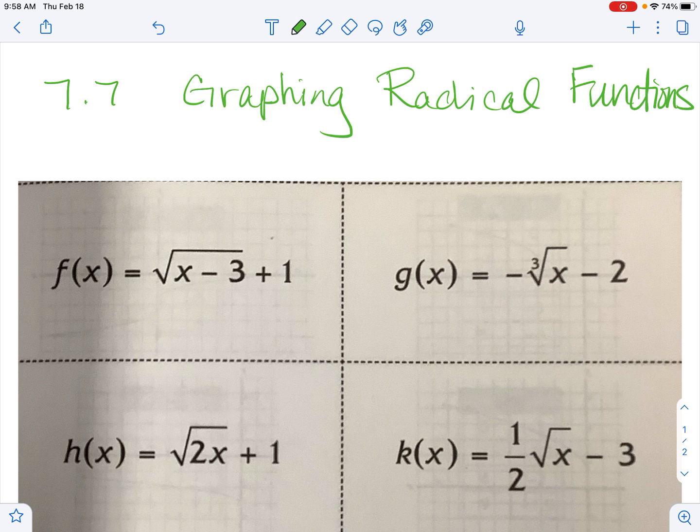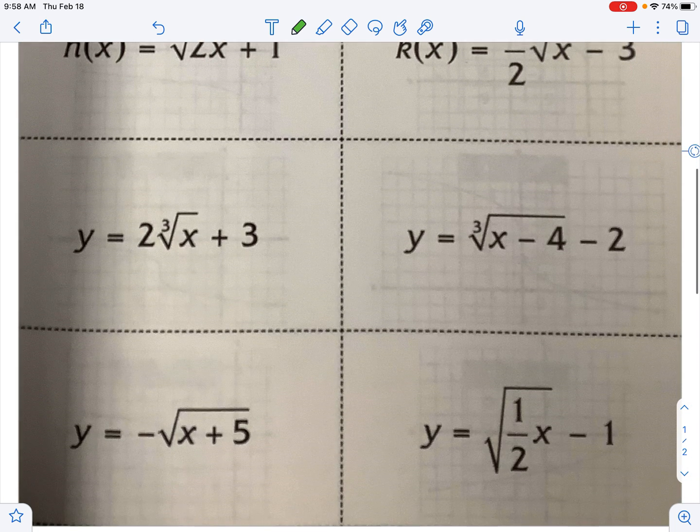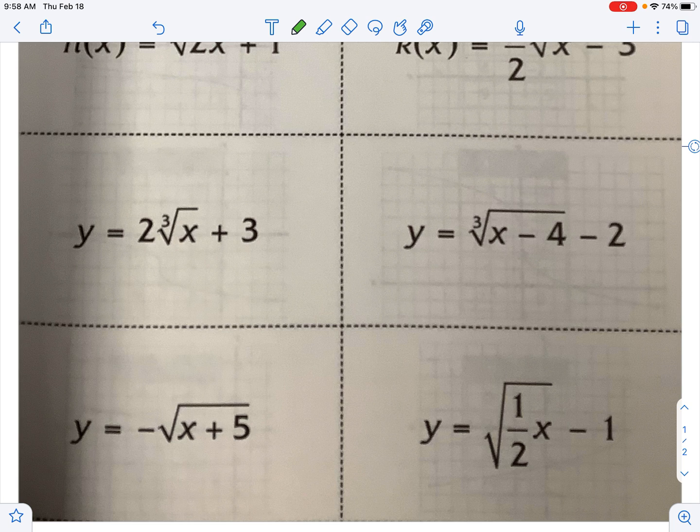Today is a lesson on graphing radical functions. So what does it mean when we're graphing radical functions? Well, we have all of these examples of functions that we're going to consider, and this is simply about the rules for shifting.